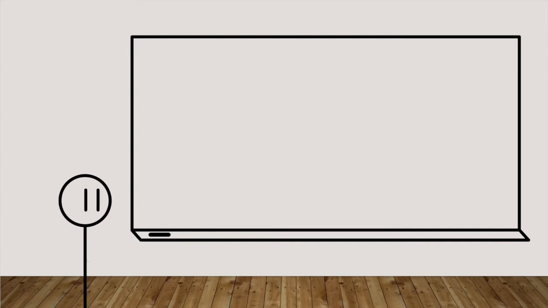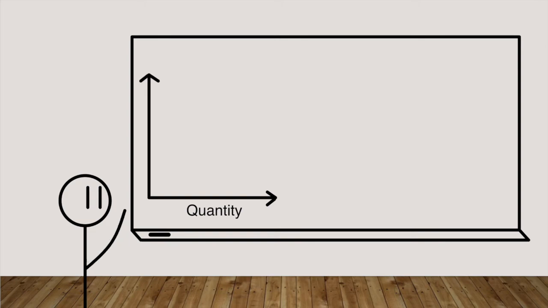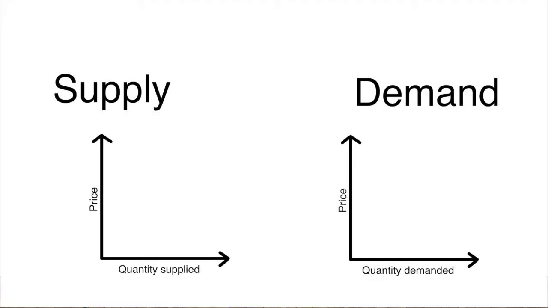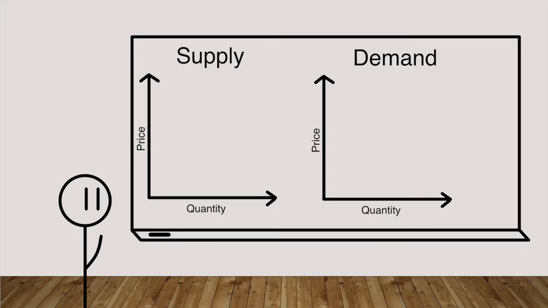We will draw two axes. The x-axis will be quantity and the y-axis will be price. Notice how the x-axis stands for both quantity supplied and quantity demanded. This might seem confusing, but you'll understand. So we have both of these graphs.